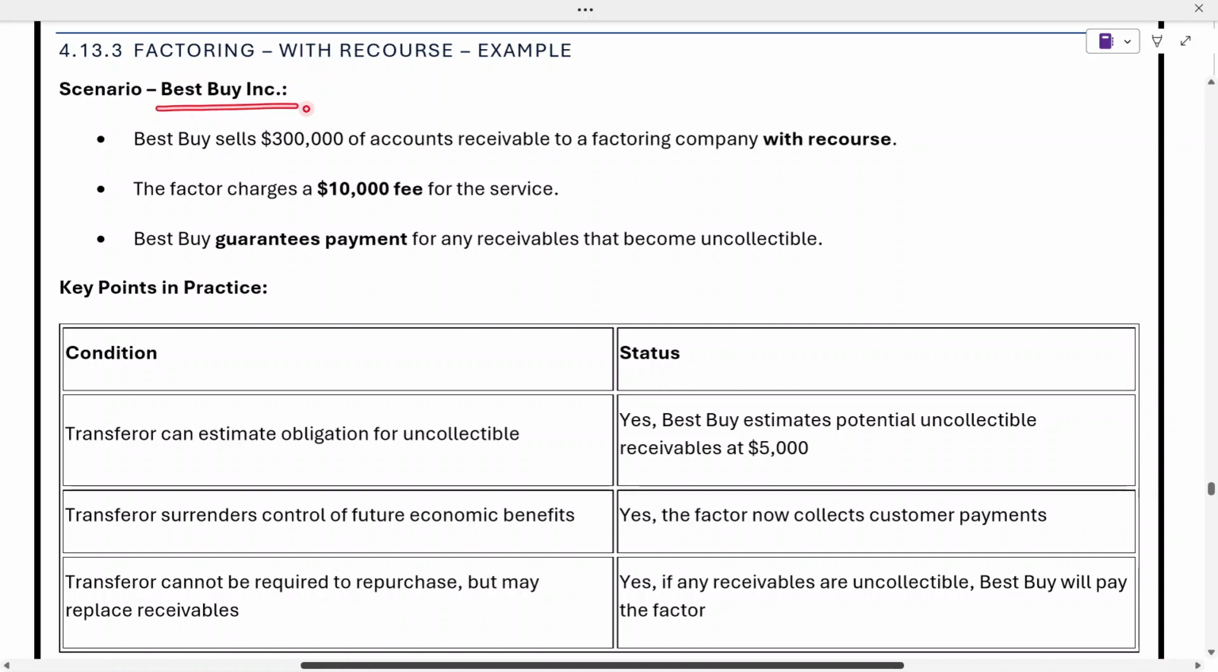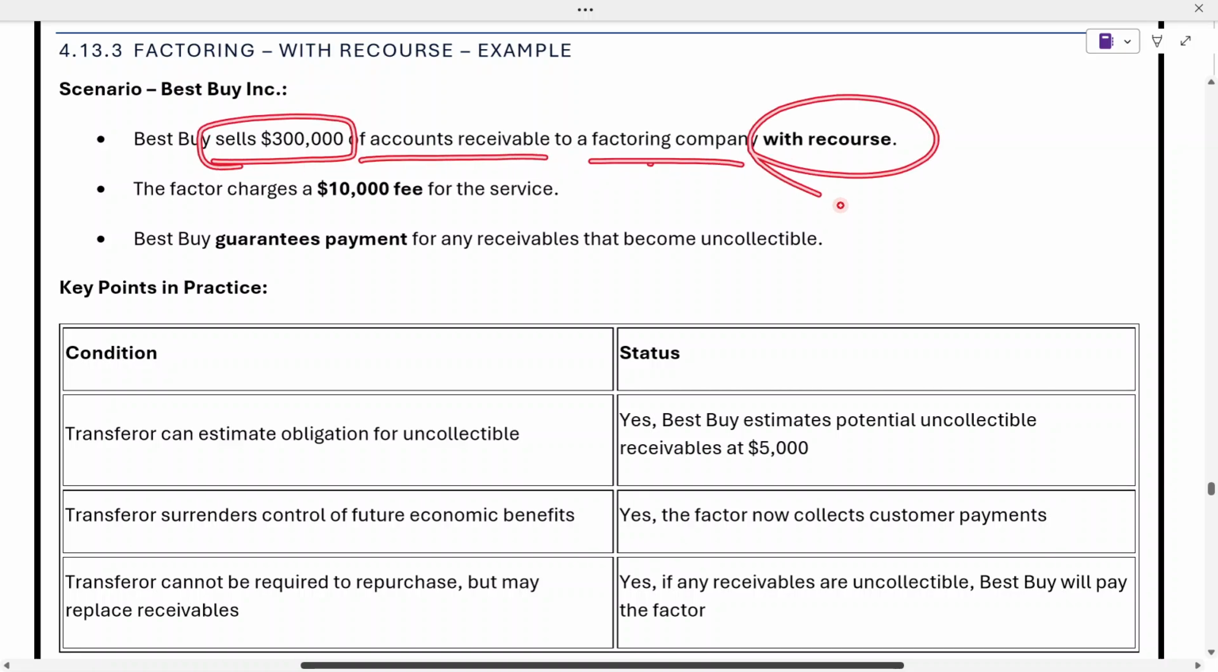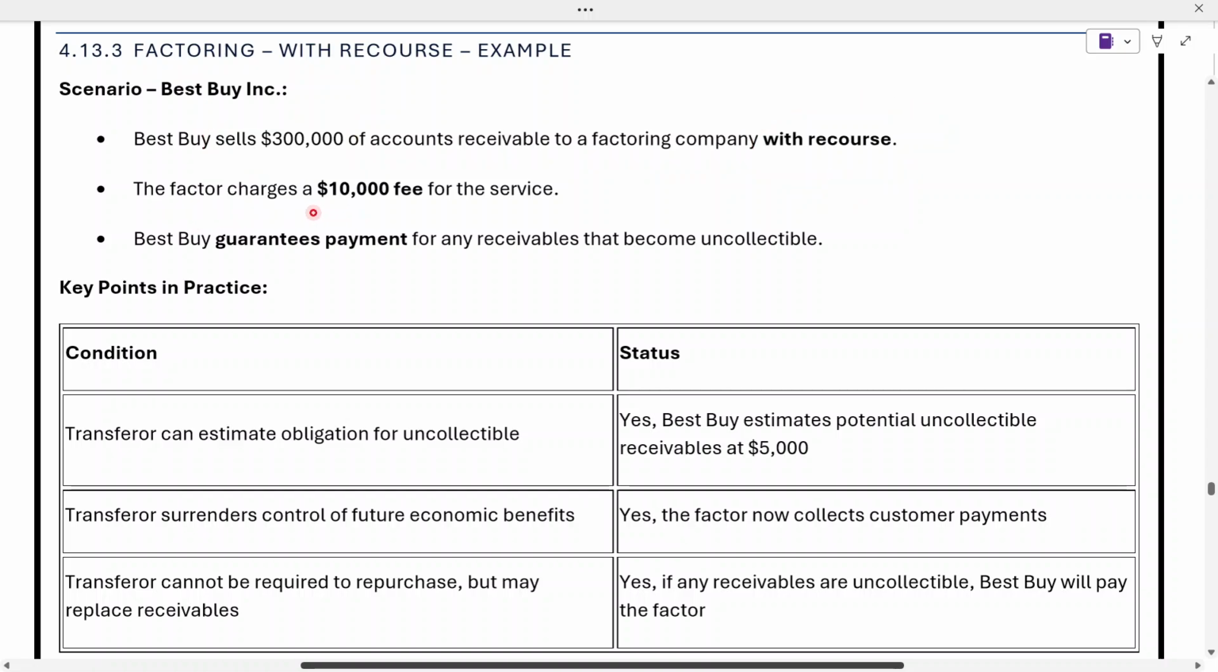So let's take the scenario of Best Buy company, which sells $300,000 of accounts receivable to a factoring company with recourse. Now the factoring company charges $10,000 in fees for the services, and Best Buy guarantees payment for any receivable that becomes uncollectible. So out of this $300,000, if any amount is not paid by the accounts receivable, then Best Buy will pay them off. Basically, they are giving the guarantee against them.